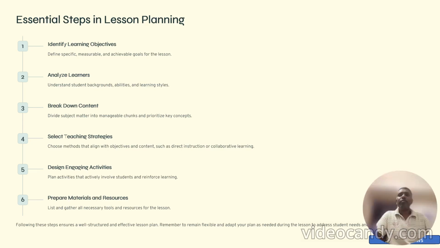So all these combine together to provide good learning objectives. And the next one is analyzing the learners.